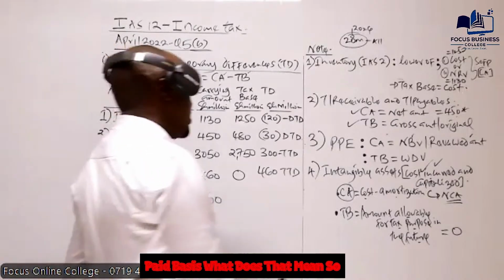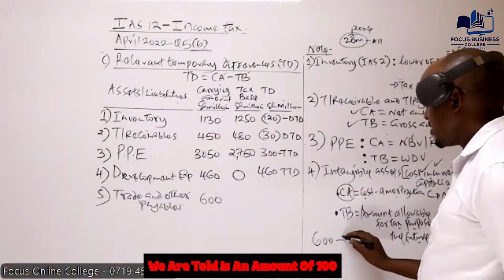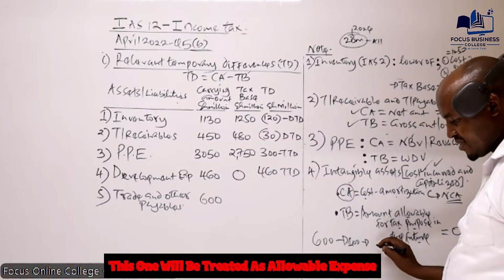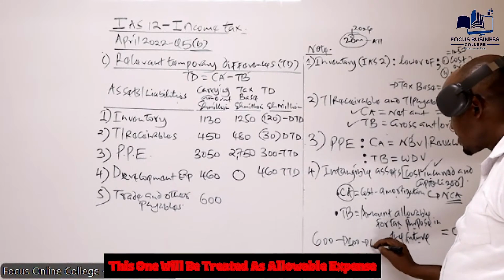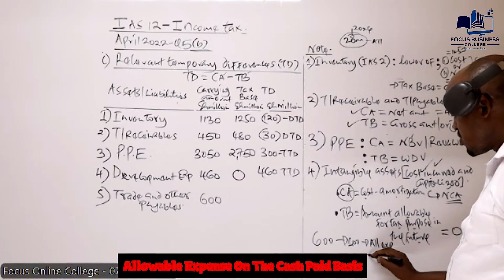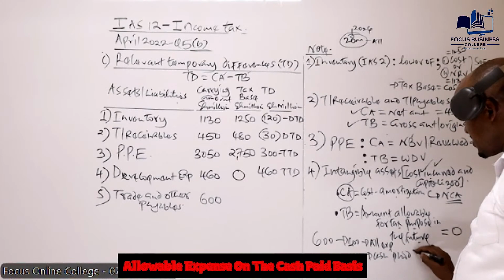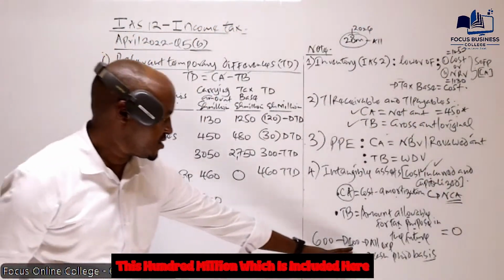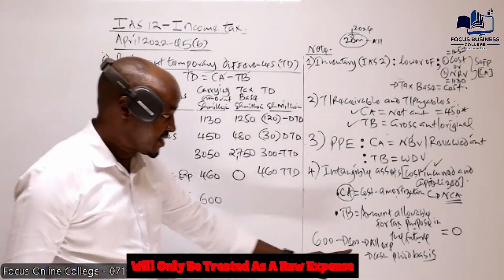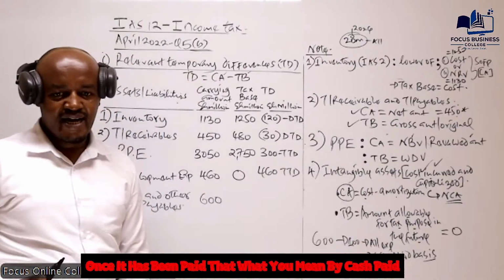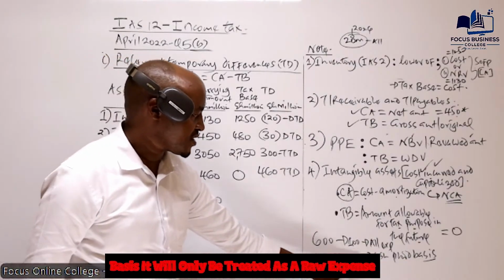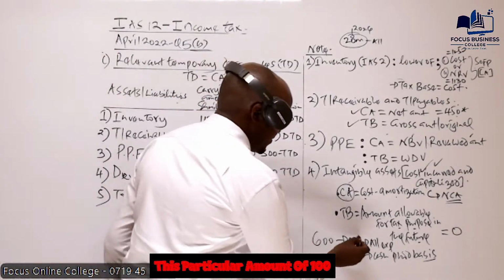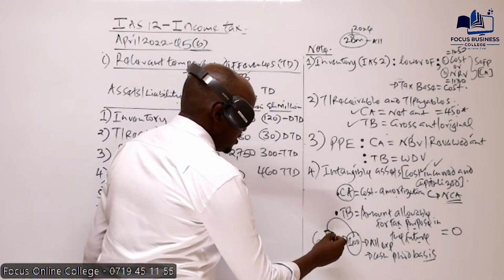What does that mean? Included in this particular amount of 600, we are told, is an amount of 100, and this one will be treated as allowable expense on the cash paid basis. What that means is that this 100 million, which is included here, will only be treated as allowable expense once it has been paid. That's what you mean by cash paid basis. It will only be treated as allowable expense once it has been paid.